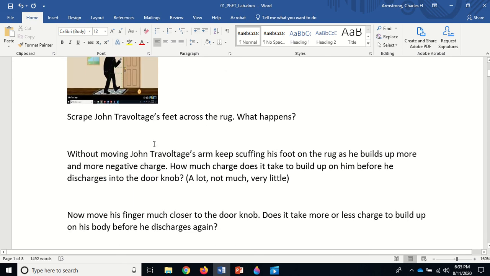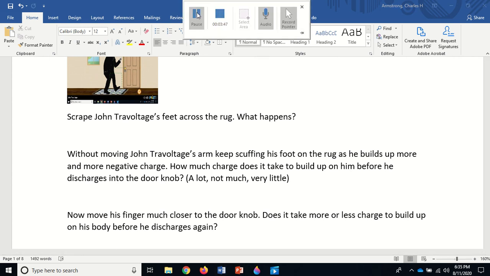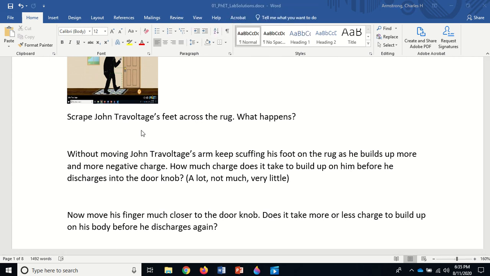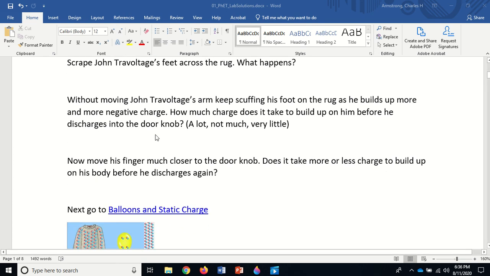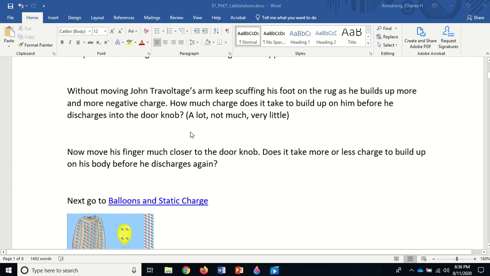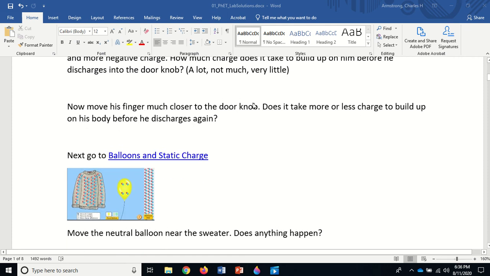Okay, so, hold on. Okay, so what happens? Electrons went onto his body. Negative charge went onto his body. We had to put a lot on there before he discharged, and then we moved the finger closer. It took less charge on his body before it discharges.